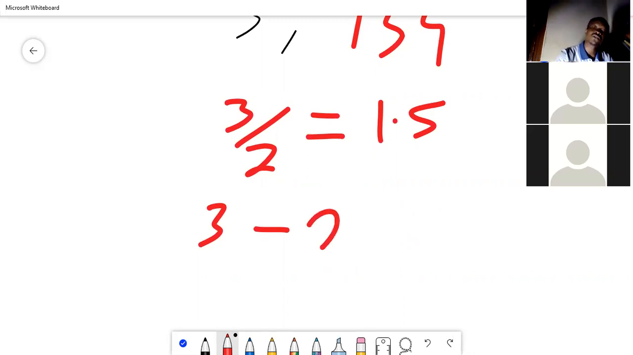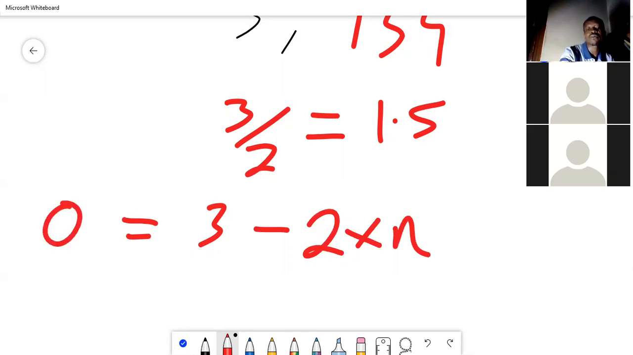So it should be something like this: 2 times n. How many times does it go, isn't it? And then the difference should be what? It shouldn't be 1. It should be 0 for an even number, isn't it? Yes.